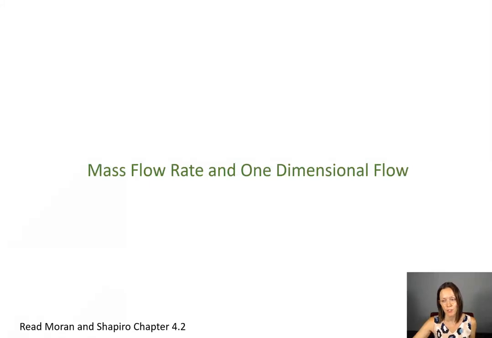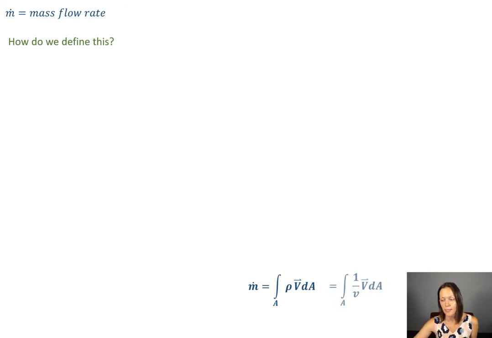In this segment, we're going to talk about mass flow rate and one-dimensional flow. So m dot, we use that to define our mass flow rate, but how do we define that? We need a mathematical relationship, and here it is. Oftentimes you'll see this written in terms of density. In this class, we're more likely to see specific volume, but same equation.